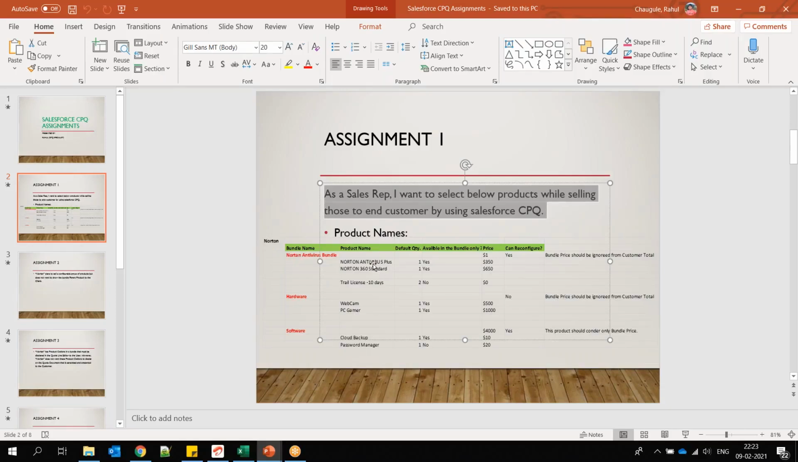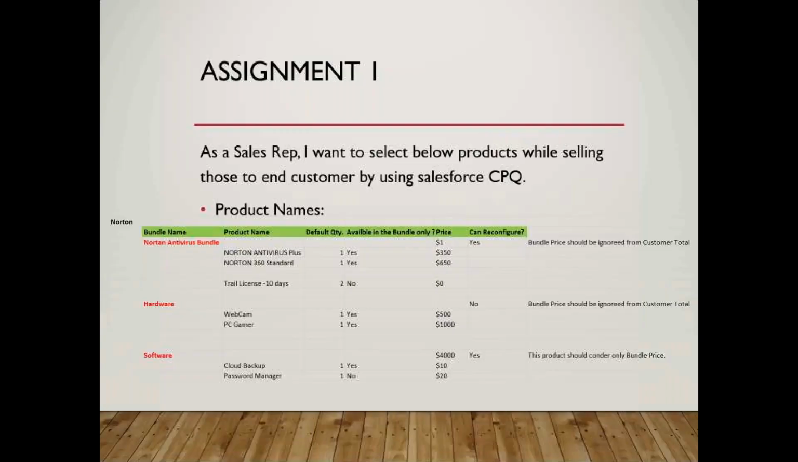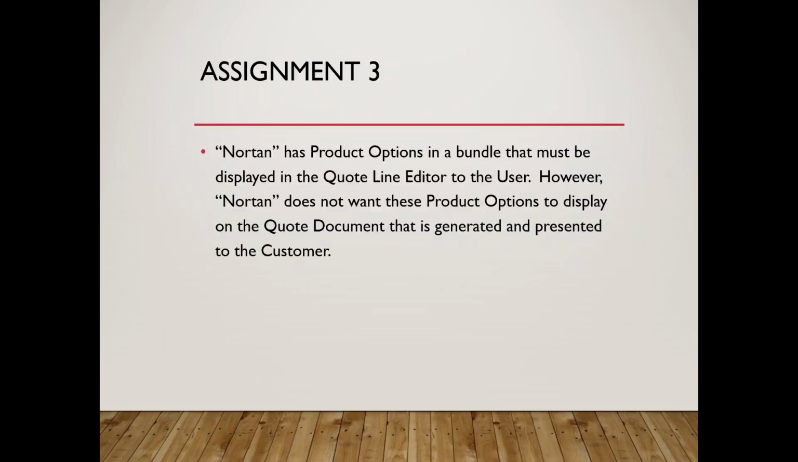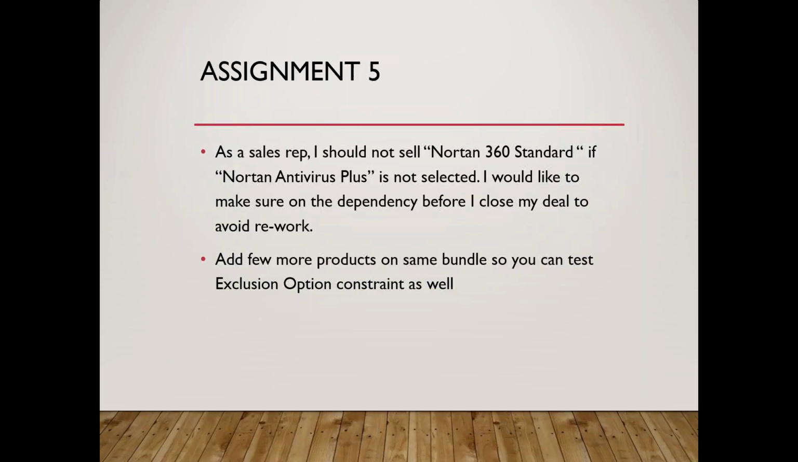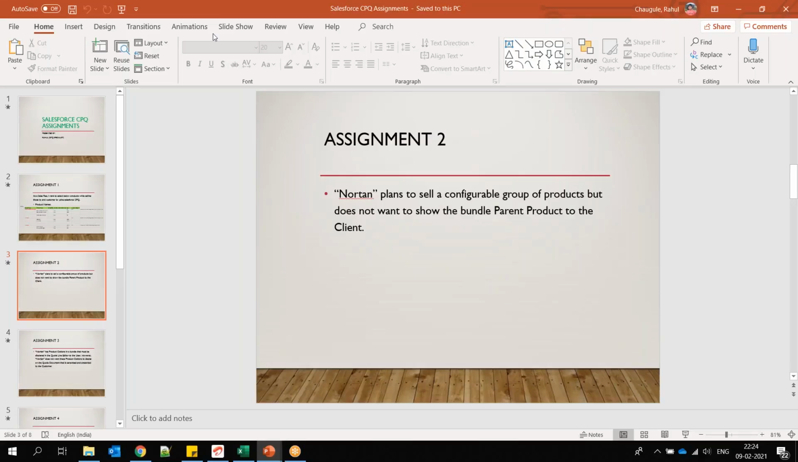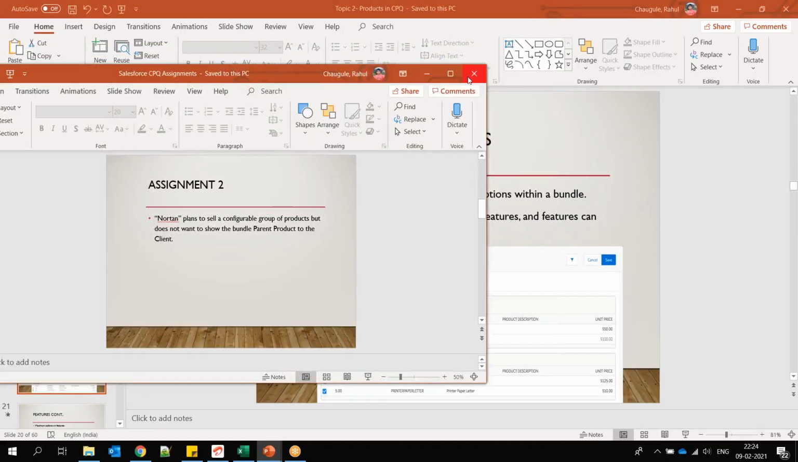You will get this, and you need to create this Norton antivirus bundle. Then the second bundle is hardware and software. You need to add this many product options. There are trial licenses as well, hardware licenses and software licenses. Default quantity available in bundles, price can be reconfigured, and there are a few other things. So this is the first assignment. Second, third, and fourth assignments, you can just complete. The first four assignments you can complete. Forget about the next assignments. The first four assignments are on product and product options. I will share this PPT with you and just complete that as well.